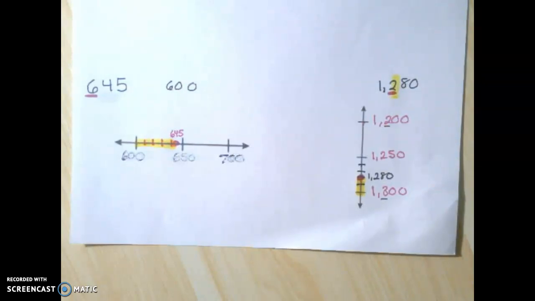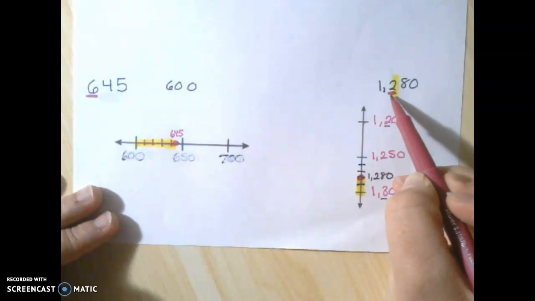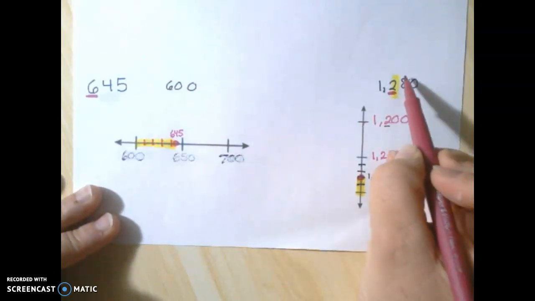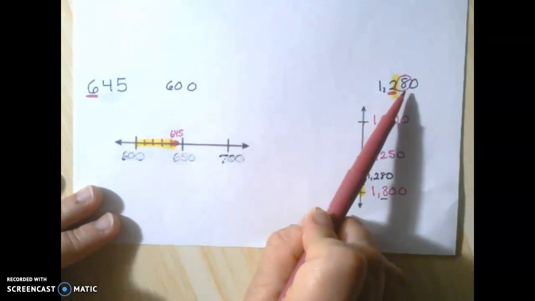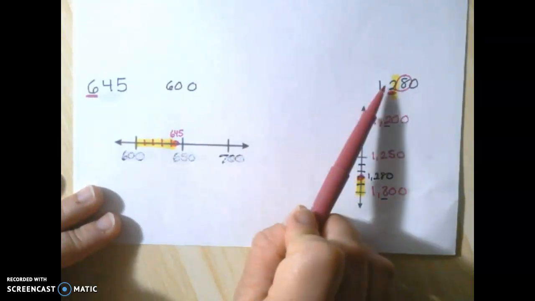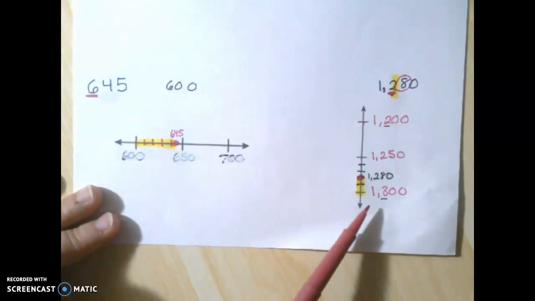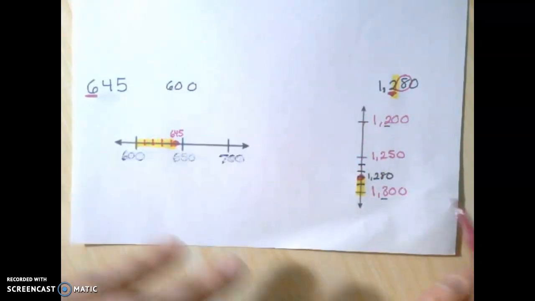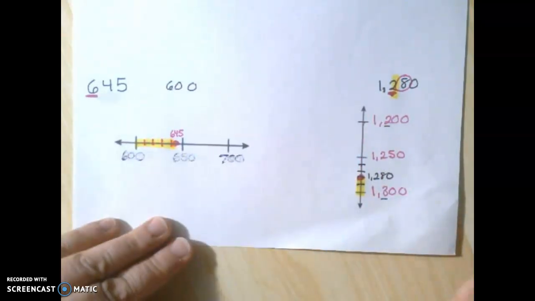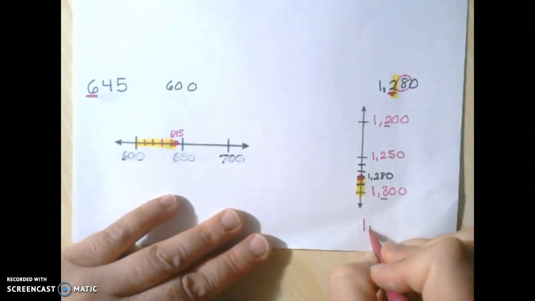If I wanted to just double check using a different rounding strategy, I underline the place I'm rounding, circle my bossy neighbor. My bossy number is an 8. 5 or more, that tells me that this 2 needs to round up to a 3, just like we've proven here. So 1,280 rounded to the nearest hundreds place becomes, write it down here, 1,300.